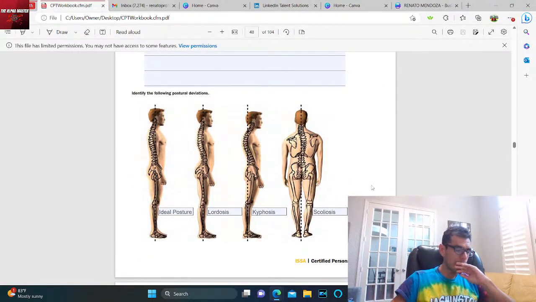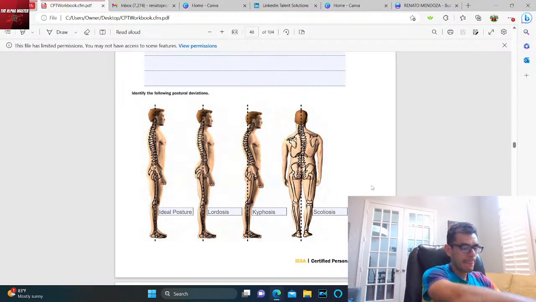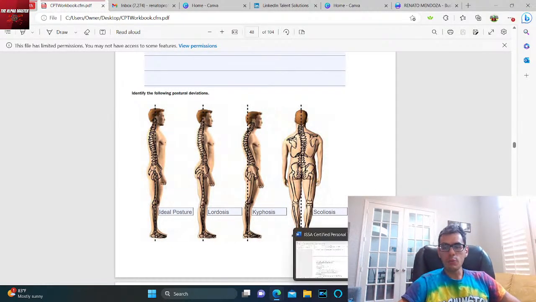Lordosis, kyphosis, and scoliosis. Then you're going to have the movement and posture assessments and the squat and overhead squat assessments. So we're going to go over each of them today, along with the workbook.